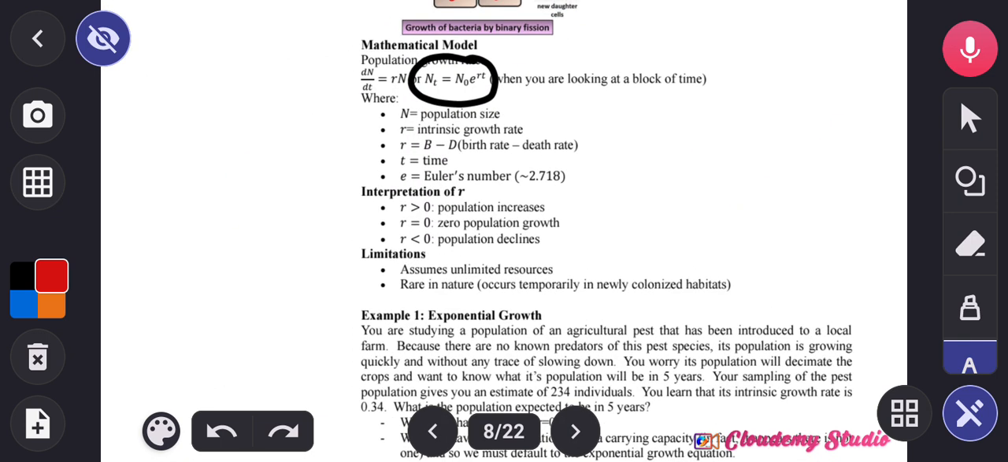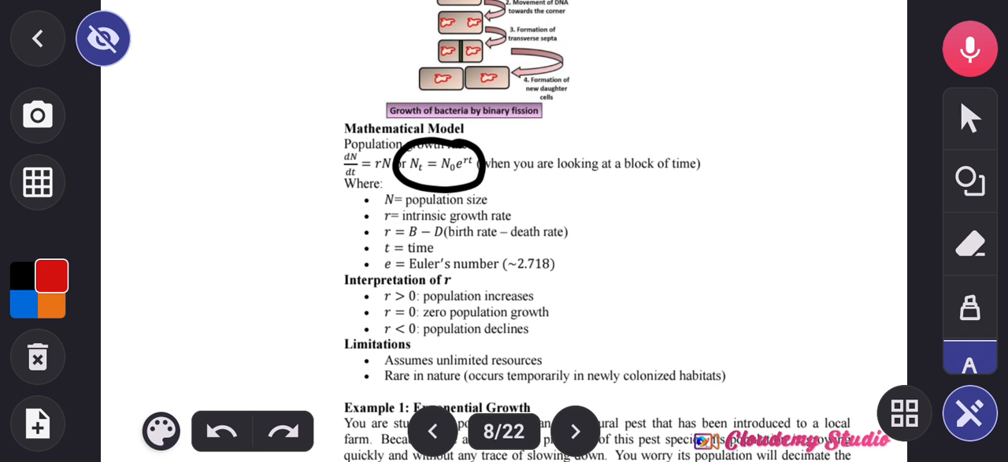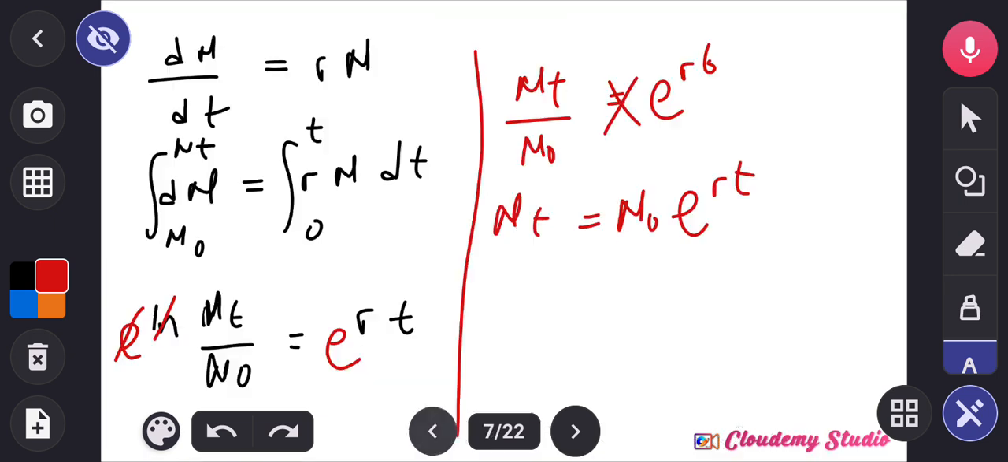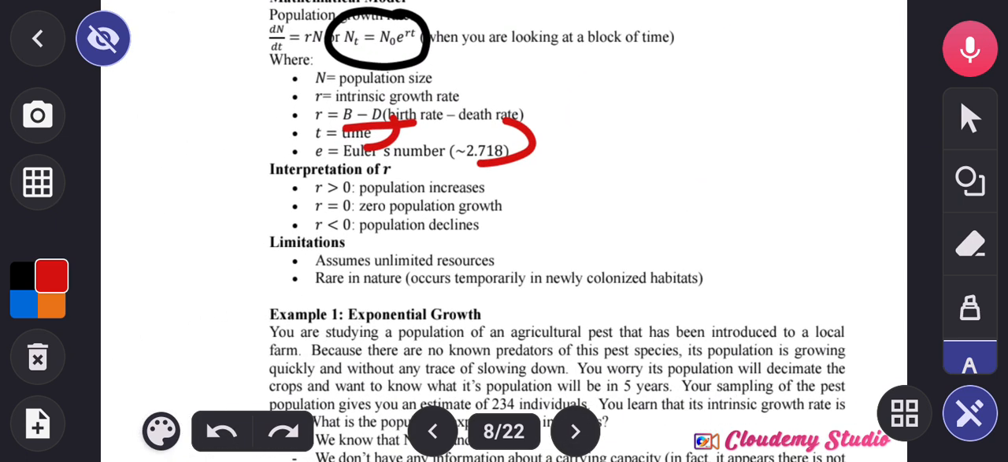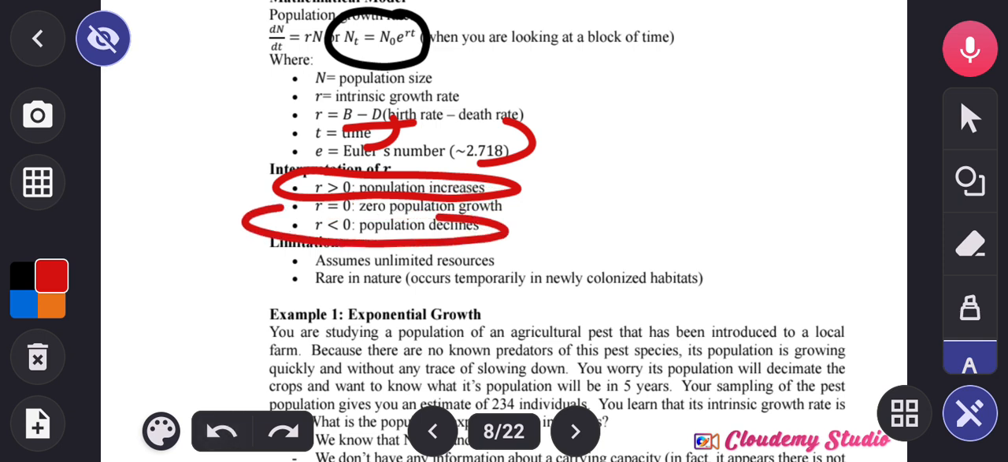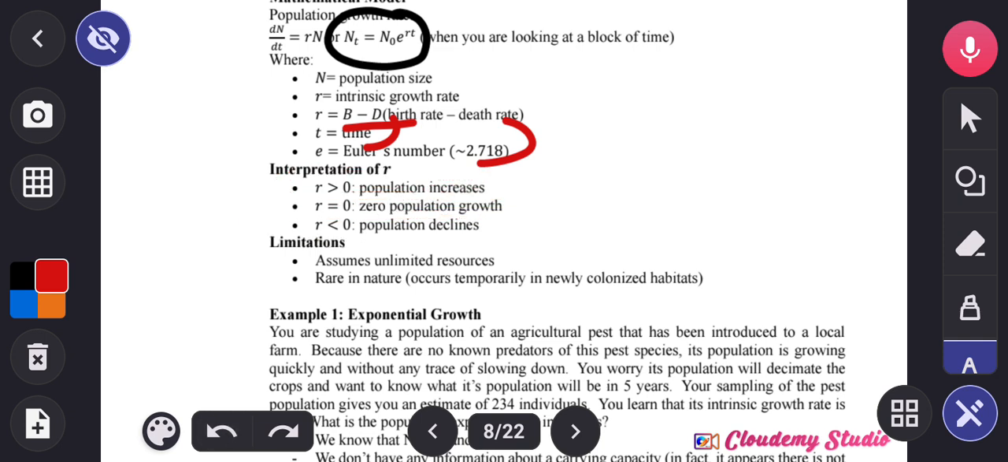And that is where we get this particular formula from. N(t) equals N naught exponential rt, where N is the population size, r is the intrinsic growth rate, which is b minus d, t is time, and e is Euler's number that we refer to as exponential. N(t) is the population at time t, and N naught is the initial population. Now, if r is greater than 0, the population increases. If it equals 0, there is no population growth. And if it is less than 0, the population decreases.